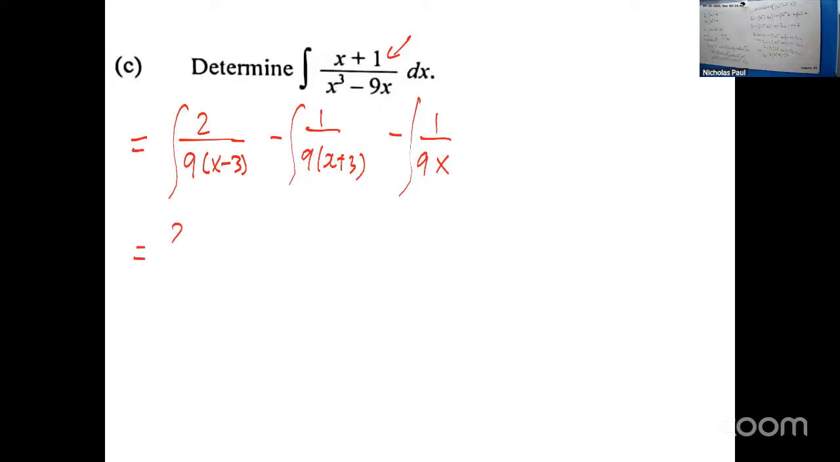So you all got 2 ninths ln x minus 3. Somebody said it's always done. That's not true, eh? It's not always done. Ln x. And of course, you can look real smart and bring them all together.